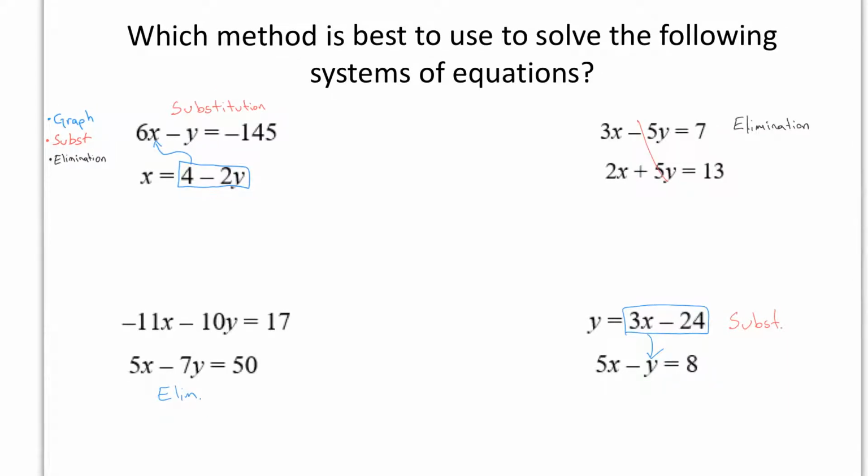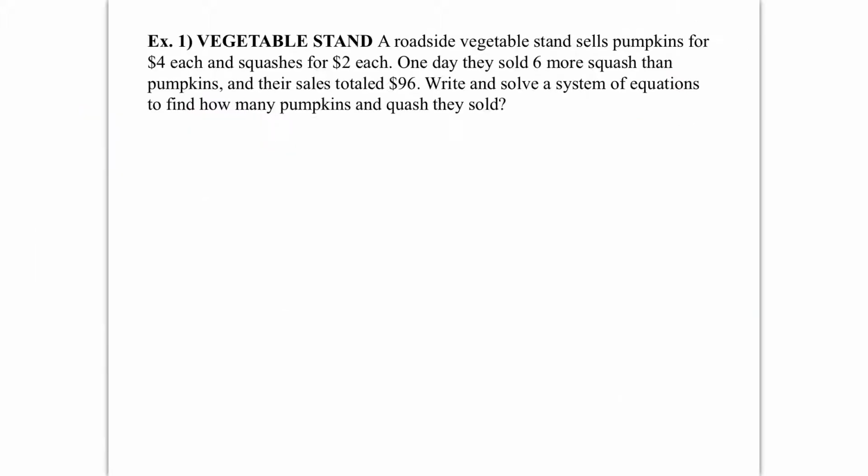Now let's go ahead and understand how to apply a system to solve a word problem. So let's look at the next example. So this one, you can read it. It's a vegetable stand. You have two types of vegetables. You can pause the video and just read the whole thing. But it talks about pumpkins and squashes.